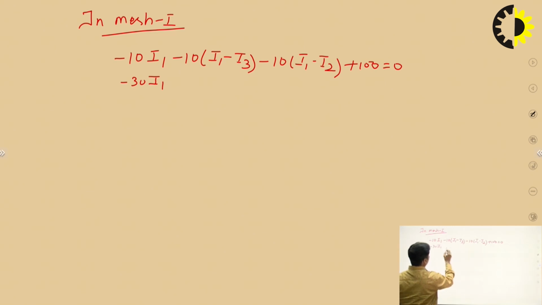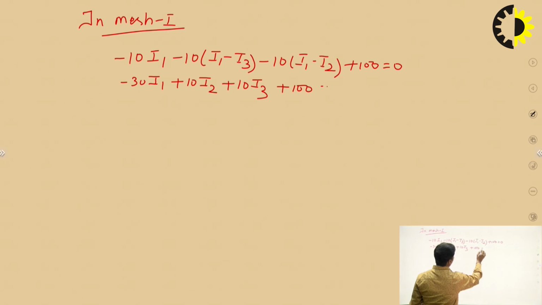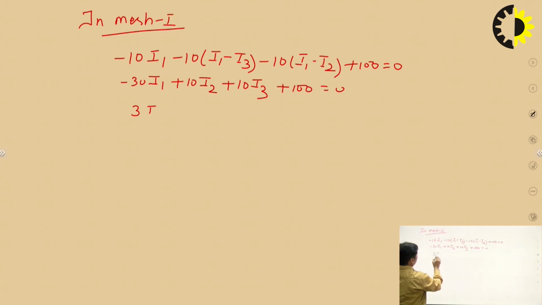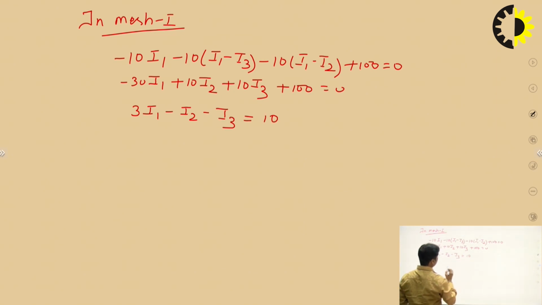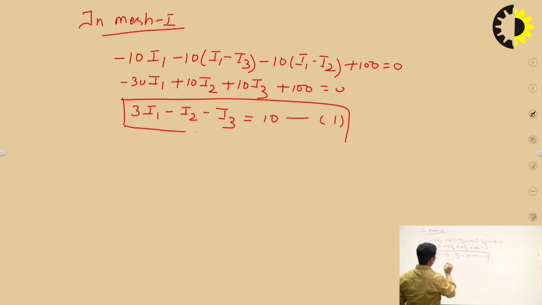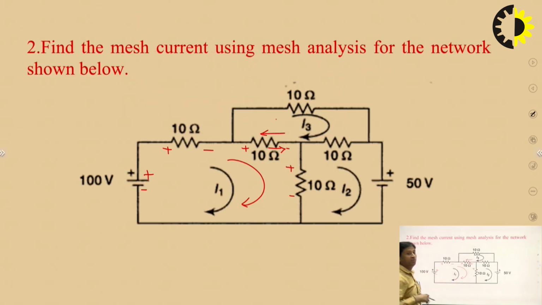And then we have plus 10 I2 and plus 10 I3 and plus 100 equal to 0. So this could be written as, if we divide by 10 and take the I1, I2, I3 on that side, we get 3 I1 minus I2 minus I3 equal to 10. This is equation number one. Clear? So 3 I1 minus I2 minus I3 equal to 10 is the equation of this first mesh, or our first mesh equation.